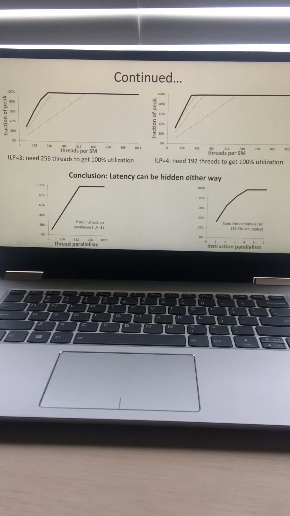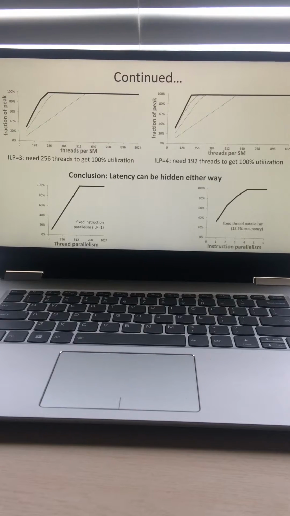Now, if we set the value of ILP to 3, that is, if we introduce 3 independent arithmetic instructions in the same thread in the pipeline, we can achieve the desired 100% utilization by using only 256 threads, and for the value of ILP 4, we get the same by using 192 threads.